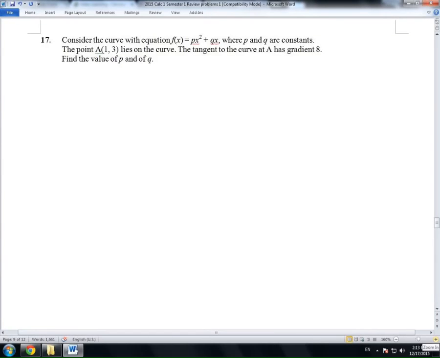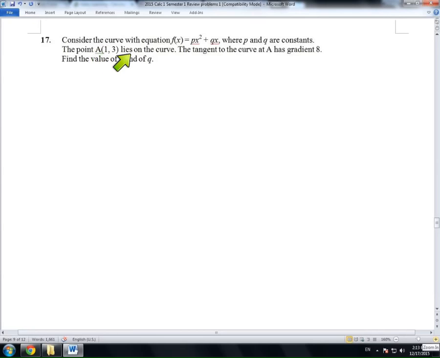Welcome to the third installment of the calc Semester 1 review. This number 17 is another interesting problem. It's one of those where we don't know the coefficients on the quadratic function that we're given, but we do know some information about it.